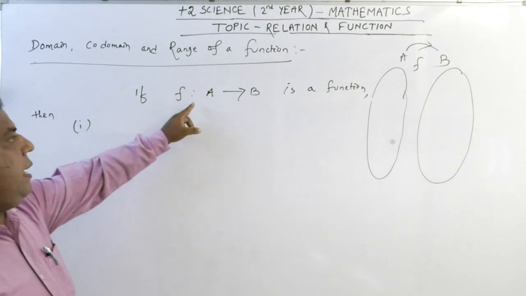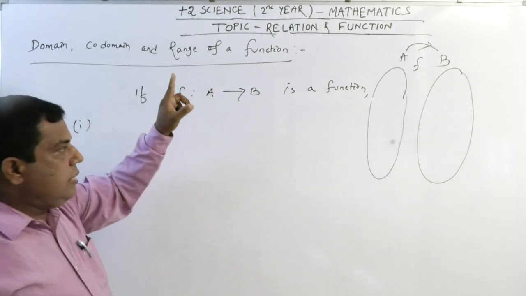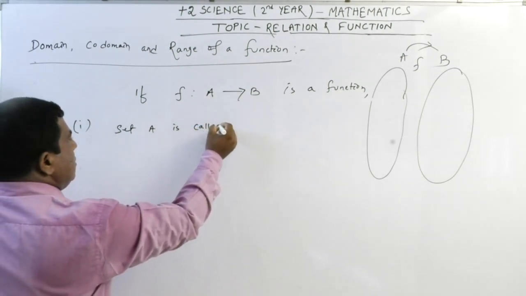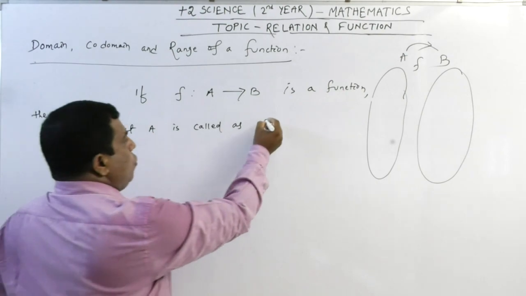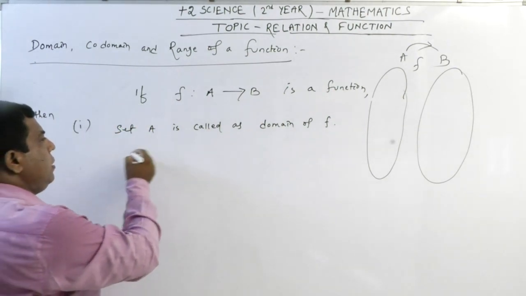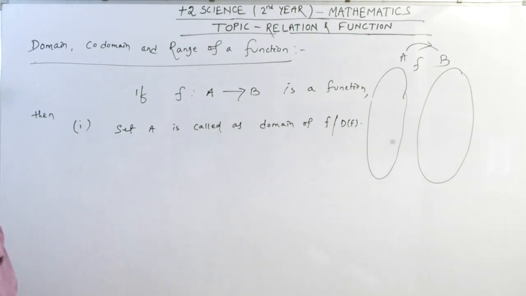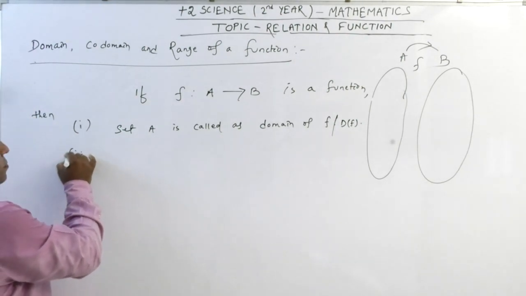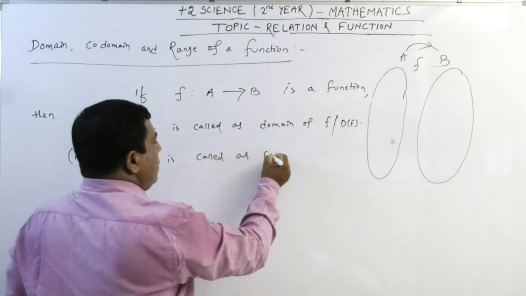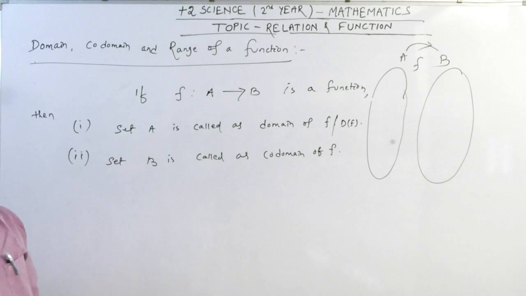Okay, so if f from A to B is a function, then set A, from where we are taking the elements, where all the elements of A are involved, is called the domain set. Set A is called the domain of f. In short it is written as D of f, domain of f. Next, what is set B? Set B is called the codomain of f.